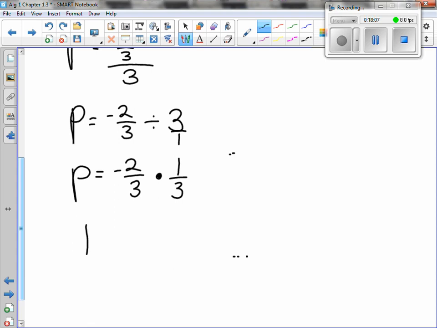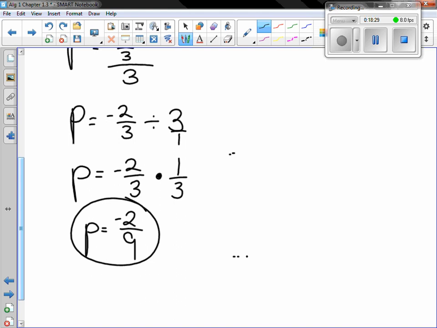Now we can multiply them together. -2 times 1 is -2. 3 times 3 is 9. So our answer is -2/9. Now this one we had to do a few more steps to simplify, or you could have plugged -2/3 divided by 3 into the calculator and gotten -2/9. Either way, we will get the same answer. Now our justification for solving this is we used our division property of equality and we divided both sides by 3 to get our answer. And that's all we had to do for this here.